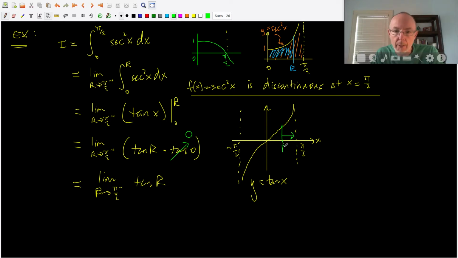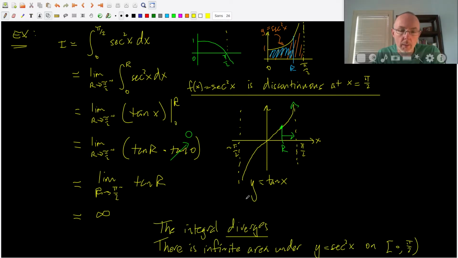Right, because our r is there somewhere, and we're approaching pi over 2. So the y value is going to infinity. So this limit doesn't exist. It doesn't exist because it goes to infinity. So this integral diverges. The integral diverges because that limit goes to infinity.